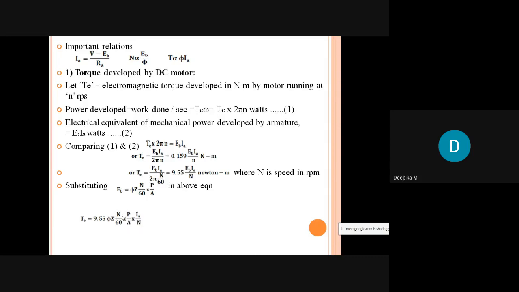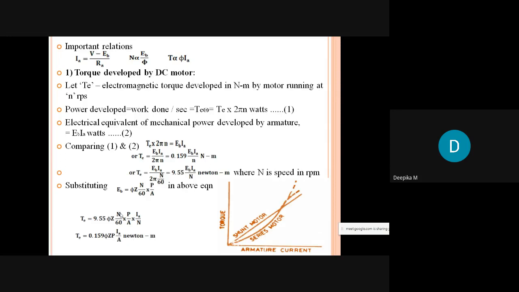And here you all know that TE is the electromagnetic torque in Newton meter, whereas phi is the flux in Weber, Z is the total number of armature conductors, again n is the speed in RPM, P is the number of poles, A is the number of parallel paths, and Ia is the armature current. So here n and n get cancelled, and we can write it in this way.